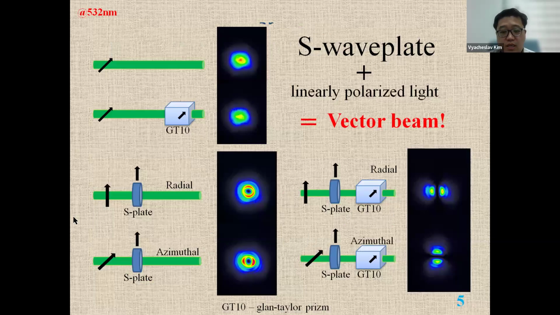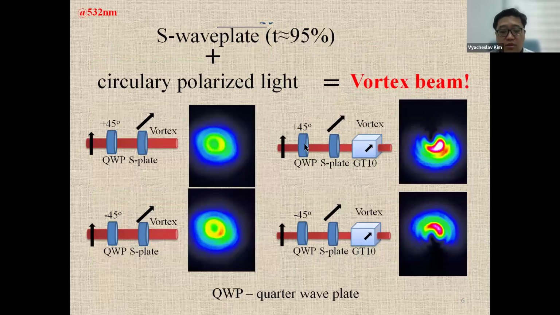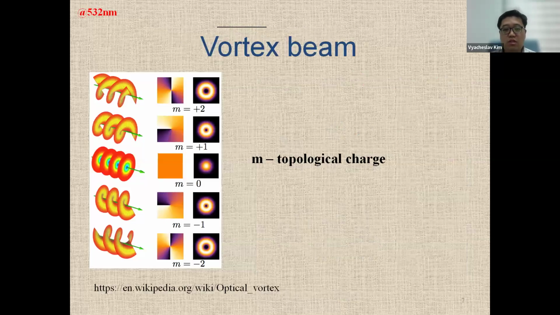Another interesting feature of the S plate: if you combine it with circularly polarized light, you will get another type of singular optics, singular beams. It is called a vortex beam. A bit of explanation about what a vortex beam is. A vortex beam is something with a helical wavefront. You remember the wavefront is just a surface where you have the same phase.